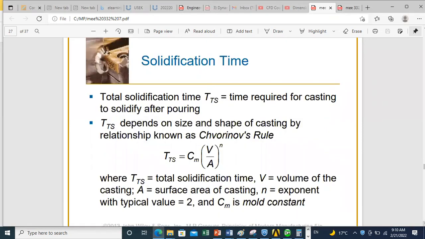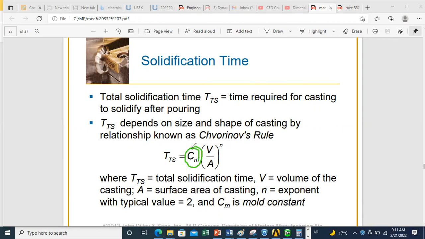Now, how to calculate the solidification time? The total solidification time is the time required for a casting to solidify after pouring. And the solidification time depends on several factors. First, it depends on the size and shape of the casting by a relationship known as Chvorinov's rule. From this rule, the time of solidification is proportional to a certain factor called the mold constant. This depends on the mold we are using, its material and geometry.